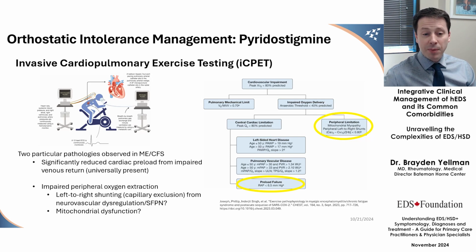Additionally, we sometimes see impaired peripheral oxygen extraction, and that could either be due to left to right shunting or capillary exclusion from neurovascular dysregulation or small fiber polyneuropathy contributing to that dysregulation of blood flow at that level, or it could be due to mitochondrial dysfunction.